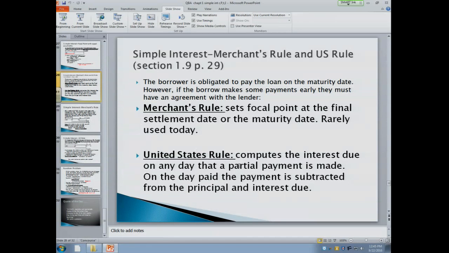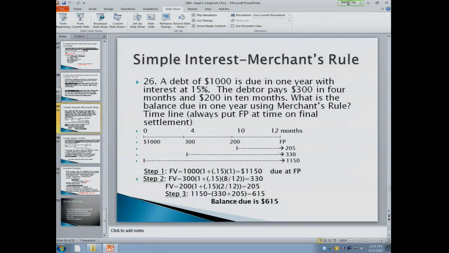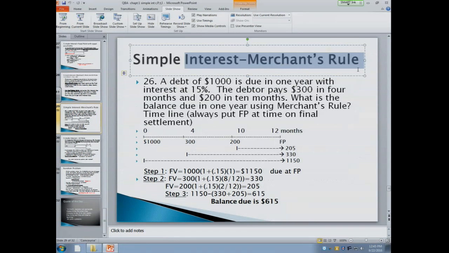Typically, the United States Rule is used. The Merchant's Rule sets all the focal points at the final settlement date. The United States Rule sets the focal point at each of the payments. An example is the best way to show you. This is the Merchant's Rule.